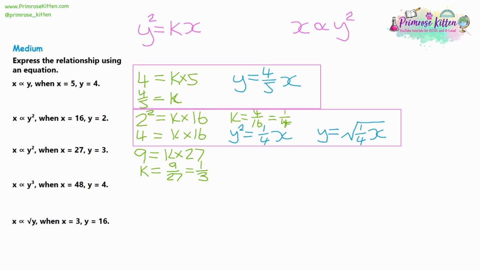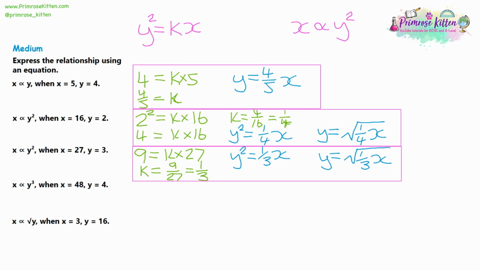So now we can substitute in. So y squared equals 1/3 of x, just substituting in the k for a third. And then if we did want to have this as a y equals like the previous question, then we want to square root both sides to get y on its own. So the final answer could be y equals the square root of 1/3 of x.